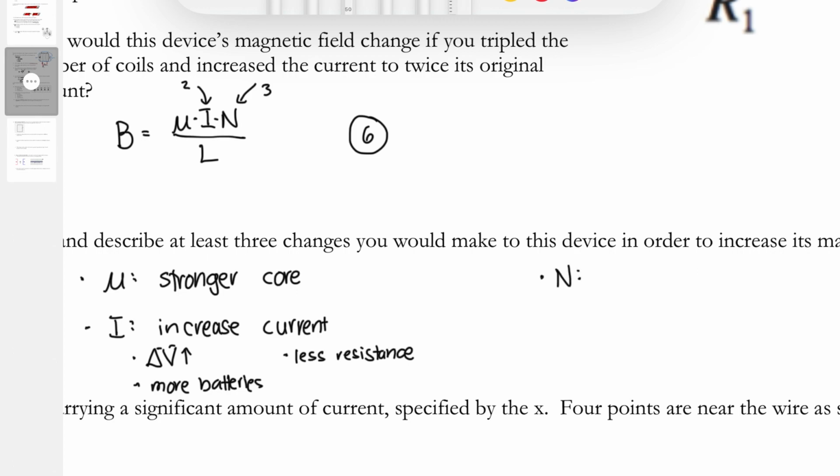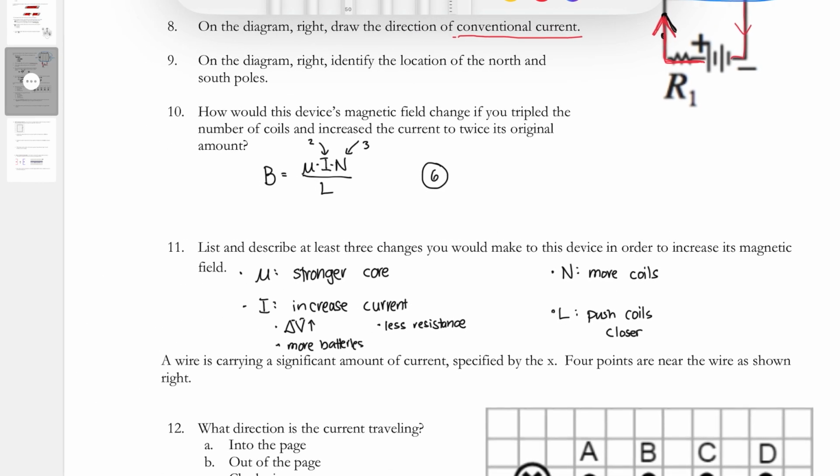For N, you can say increase the number of coils. And for L, you can say take the coils and push them closer together. So those are my 4 C's to make this electromagnet as strong as possible. I want the best core, current, coils, and I want them close together.